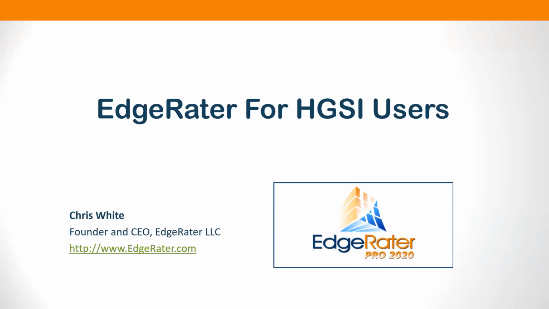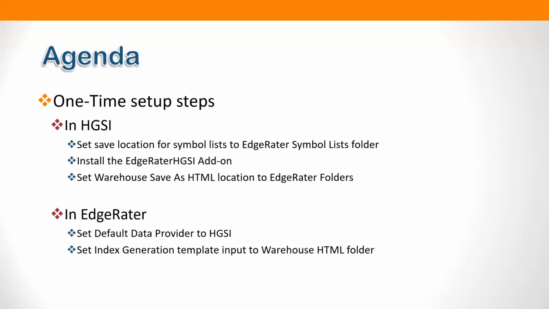When you get a new computer and you put HGSI on your computer, you put EdgeRater on your computer, you'll have to go through these steps again, but the initial steps are one-time setup steps. So we're going to go through that just to make sure everybody is on the same page. I'll briefly say what they are, and then I'll show you how they work. In HGSI, there's a couple of things you need to do, or three things.